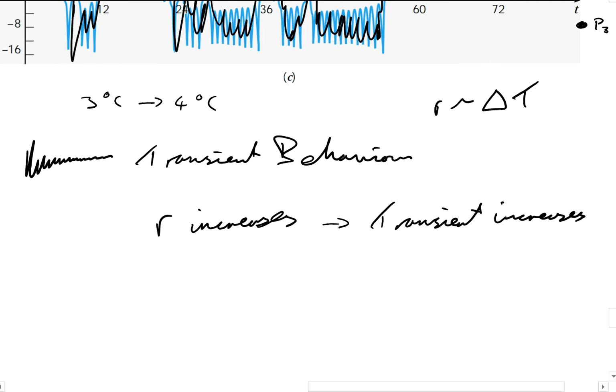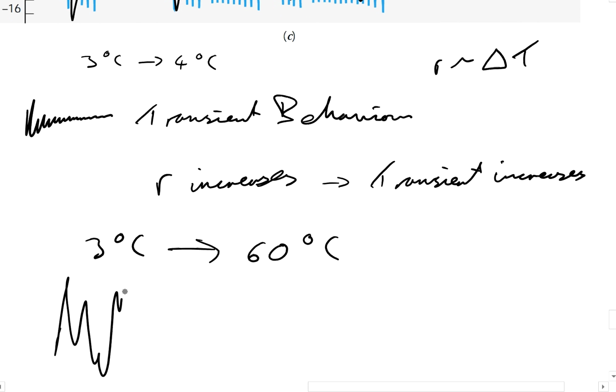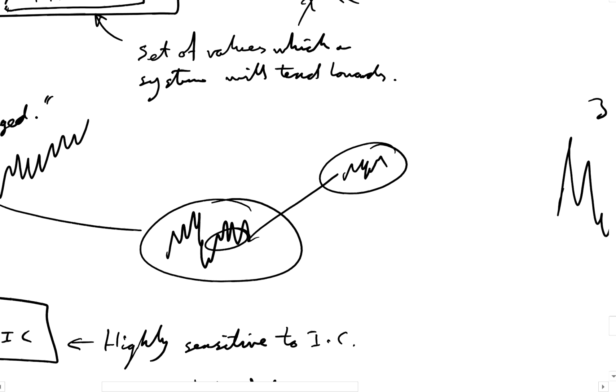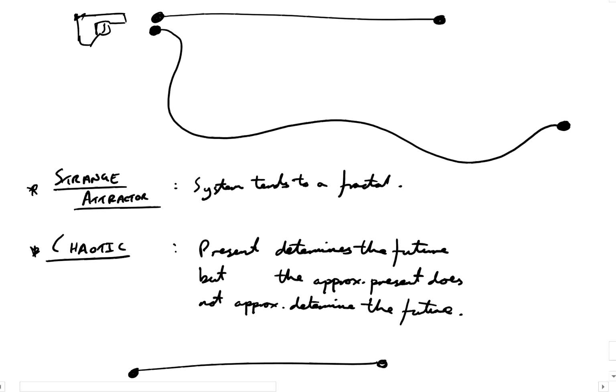But then let's say, for example, we consider from 3 degrees C to 60 degrees C. That's a relatively large temperature change compared with 3 to 4. So we expect it to jump around and not really tend towards anything for longer. And then finally, after a long period of time, we would expect it to settle down to a particular point. So this is what Lorenz was looking at. And the basic idea is chaotic behaviour and the strange attractor.